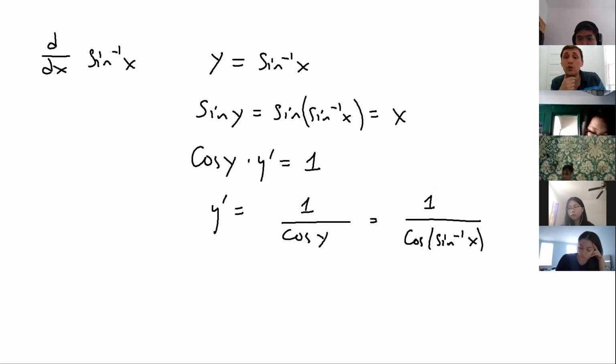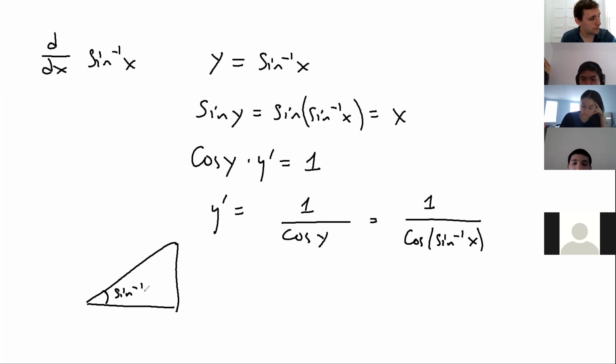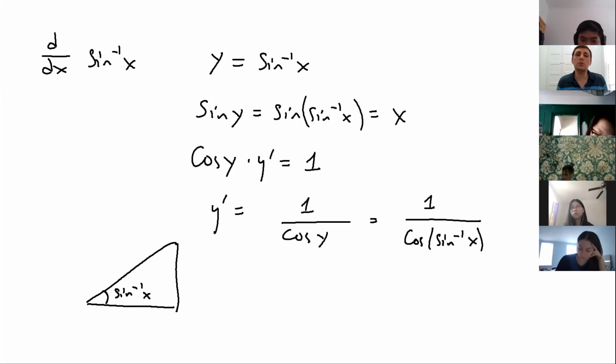I am going to try to evaluate cosine of sine inverse of x. Yes, guys? So what's the situation? Sine inverse of x, how am I to understand this in terms of a triangle? Here is a triangle, right? Here, sine inverse of x is an angle. And this is saying that if you take sine of that angle, you would get the ratio of opposite to hypotenuse equal to x. Do you understand?